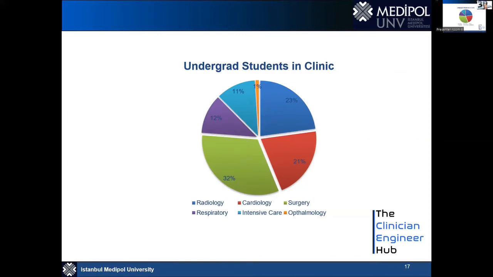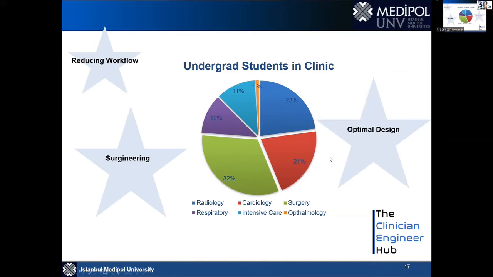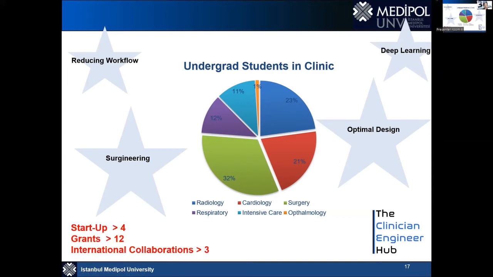In the end, we saw that most students were focused on surgery projects. They came up with ideas related to surgery, like cardiovascular surgery and orthopedics, which were the most popular. Actually, we assumed at first it would be radiology, but it was not. Surgery was the most preferred for the multidisciplinary hybrid projects. Second was reducing workflow in hospitals and clinics. The third was optimal design solutions for devices and some medical components. And the other was deep learning. At first we thought deep learning would be the first one. In the end, we came up with 4 startups, 12 grants, and 3 international collaborations with students and with our university.